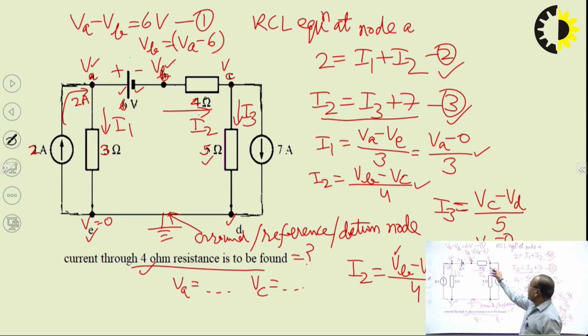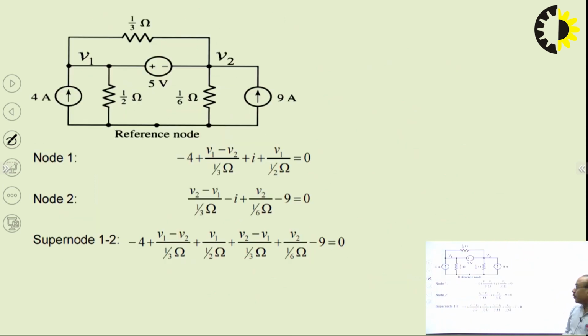So in the 4 ohm resistance, this current will be given by this relation. This is current I2, VA minus 6 minus VC by 4. VA and VC we have calculated already by solving the equations. So put the values of VA and VC here in this expression, we will be able to find this current I2, which is the current in the 4 ohm branch. So that way we solve these circuits using the nodal analysis method. Further, another example, we come now to the super node. This is the problem of super node.